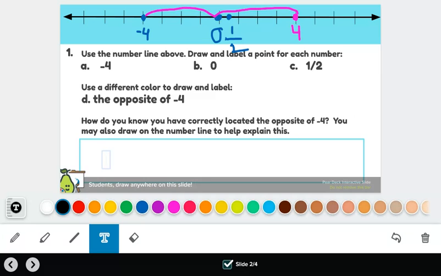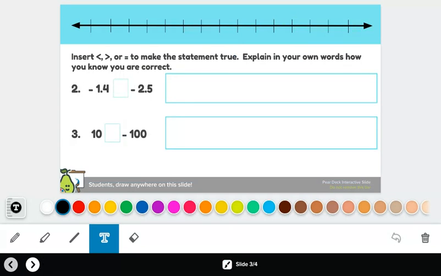For how do I know that I've located that correctly, you should probably be a little bit more thorough than this, but you should have something about it being the same distance from 0. Something about 4 being the same distance, just in the opposite direction of -4. I just don't want to make this video too long.